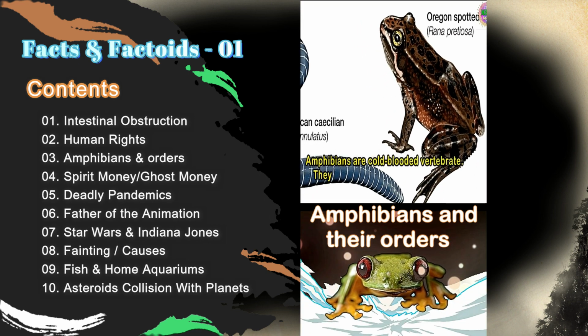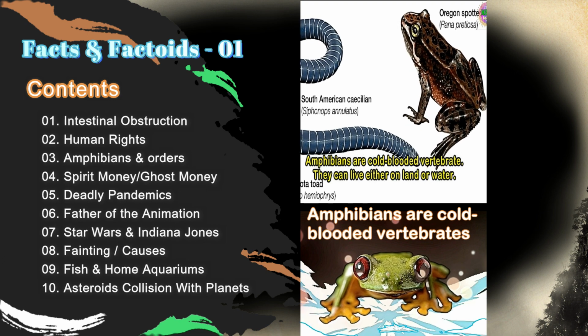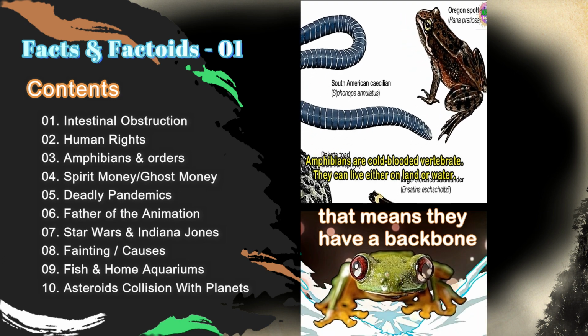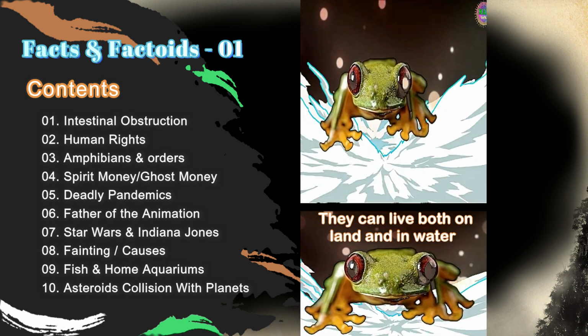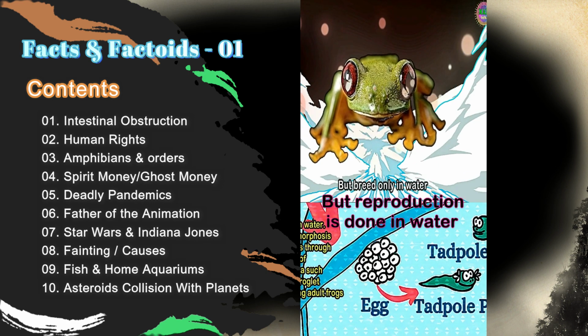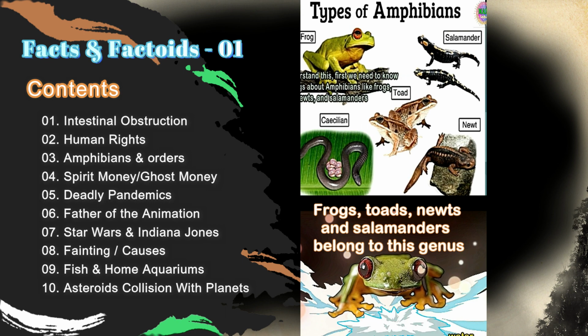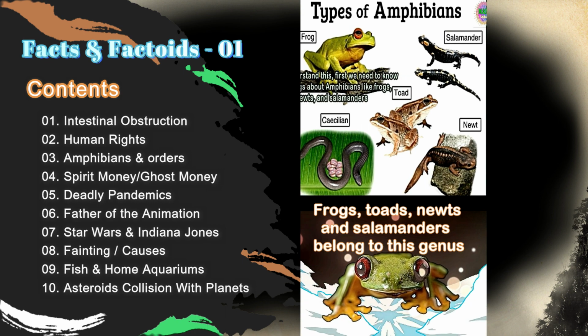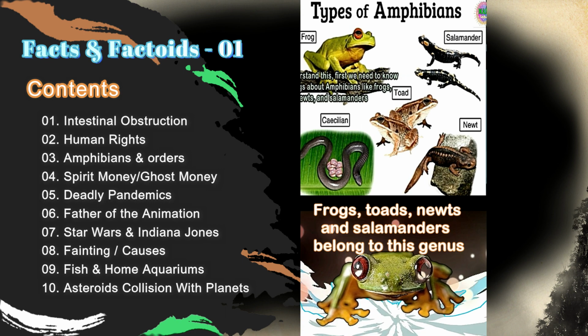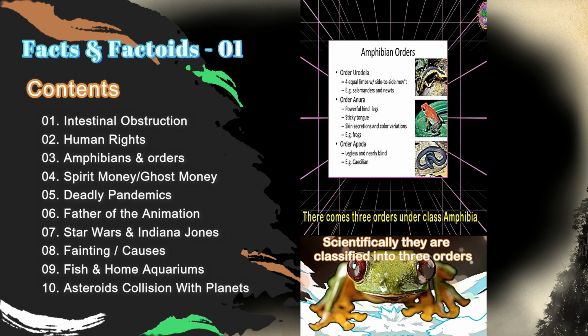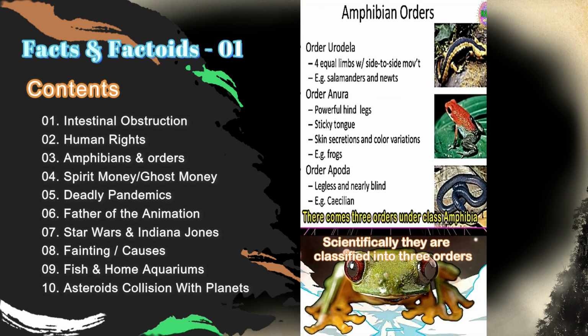Amphibians and their orders. Amphibians are cold-blooded vertebrates. That means they have a backbone. They can live both on land and in water, but reproduction is done in water. Frogs, toads, newts and salamanders belong to this class. Scientifically, they are classified into 3 orders.